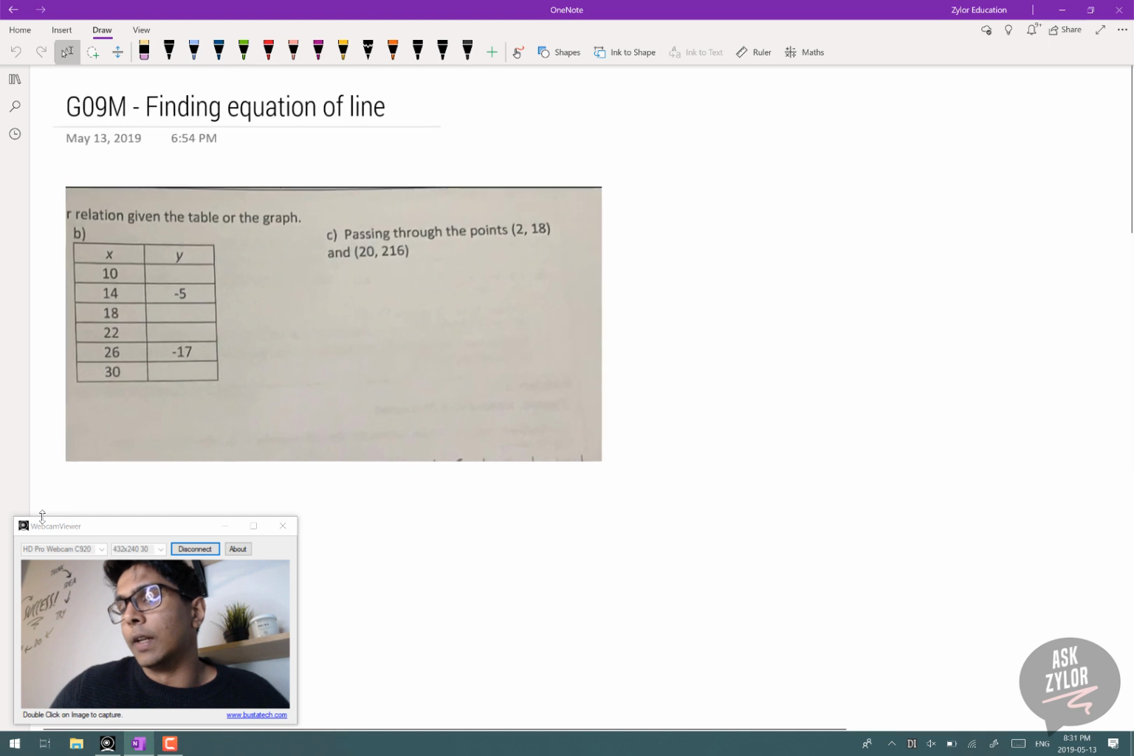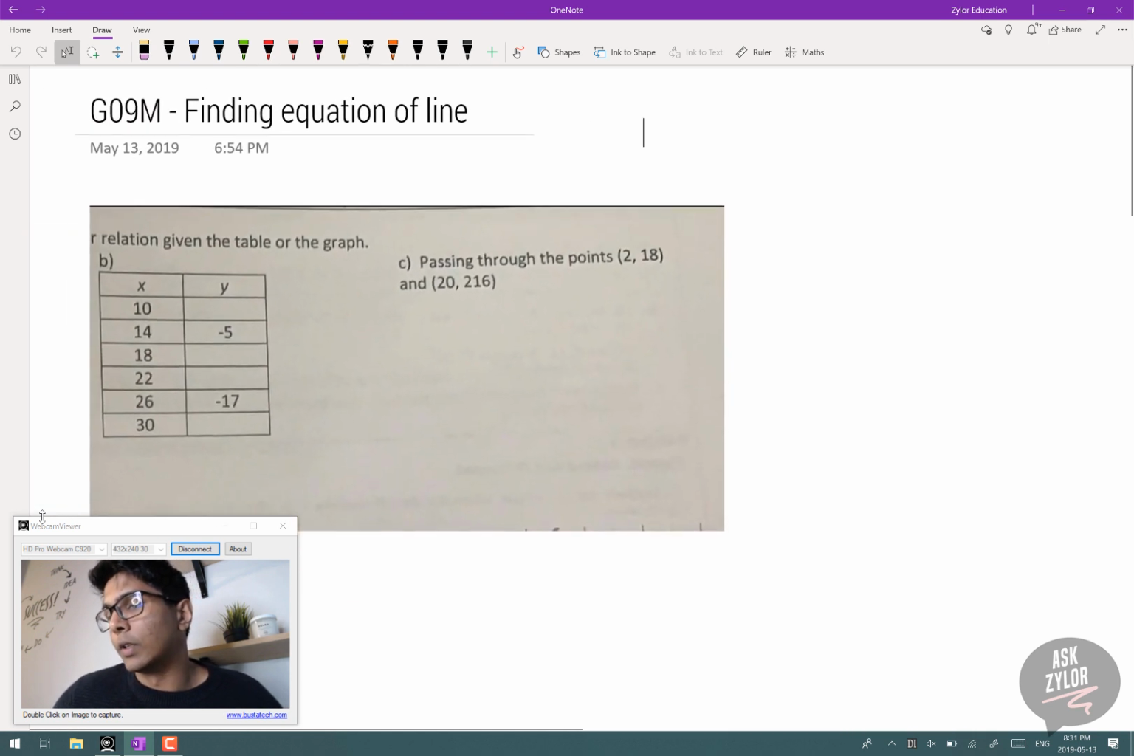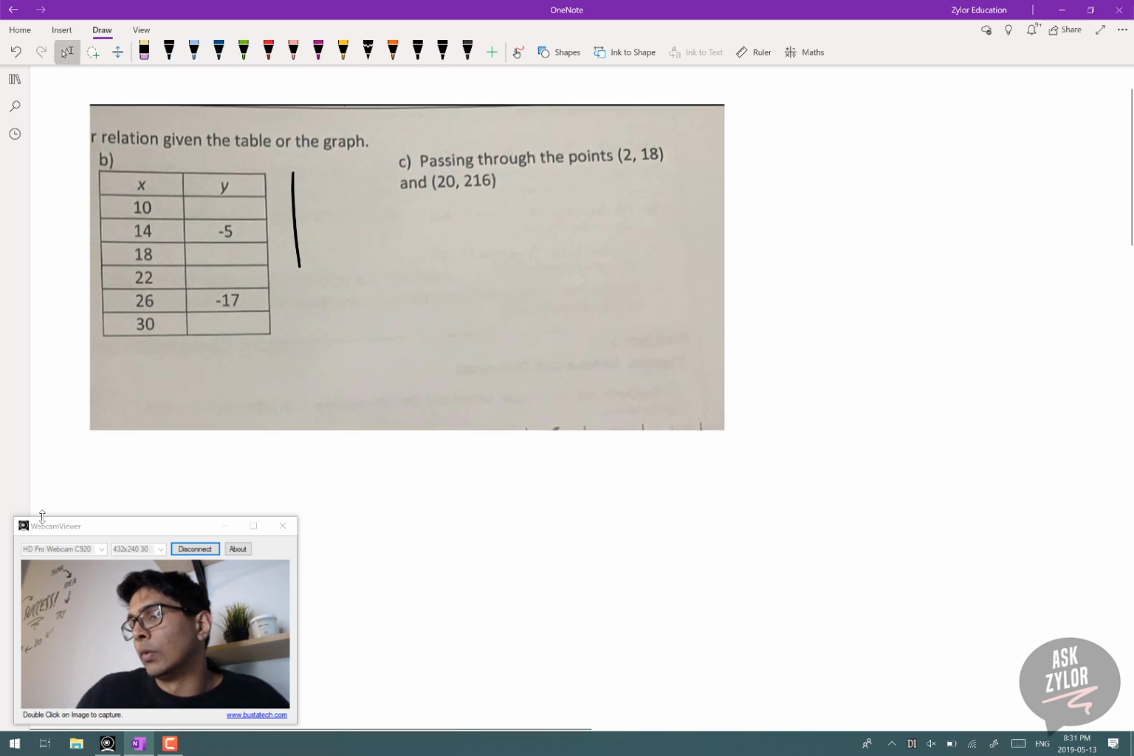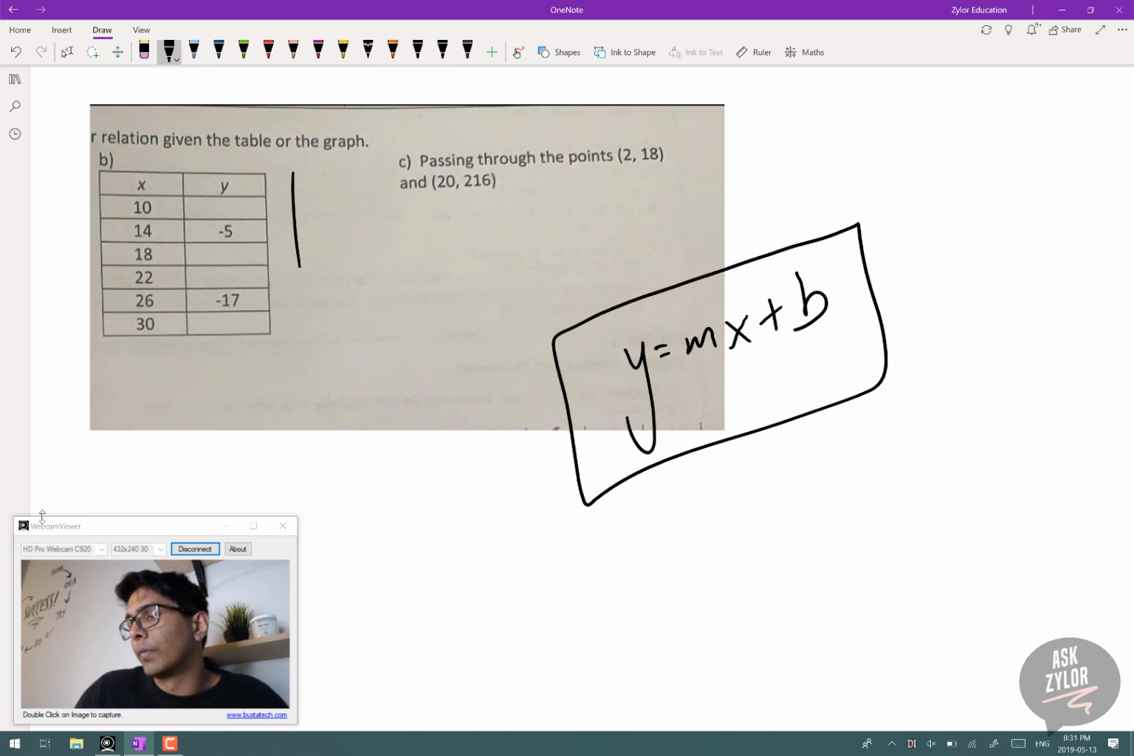So this is another grade 9 math question. It's finding the equation of the line. So we're given a set of data and we're asked to find the slope, right? Find an equation for the line. So let's say this is all the information given to us. So how can we find the equation of the line? So the equation is usually in the form of the slope y-intercept form. So it's y is equal to mx plus b. Right? So let's go ahead and find slope first.